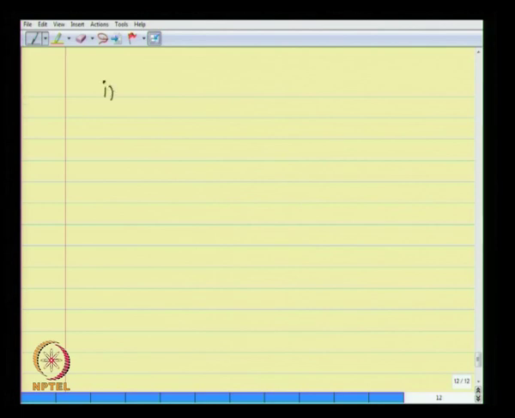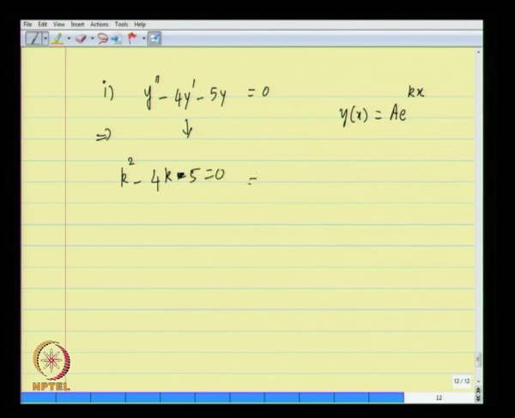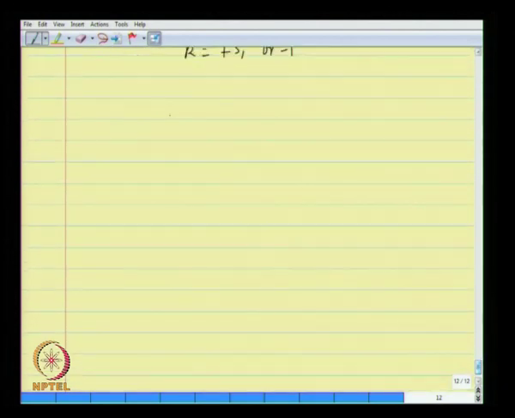For example, one problem that we have is y double prime minus 4y prime minus 5y is equal to 0. You have just seen that with the substitution y is equal to a e to the kx, this essentially goes down to k² minus 4k minus 5 is equal to 0, which is easily factored into (k minus 5) times (k plus 1) is equal to 0. Therefore, k is equal to 5 or minus 1. That is a quadratic equation solution anyway. So, you have immediately the solution of the differential equation: y of x is a e to the 5x plus b e to the minus x. Easy. Real different values for k.